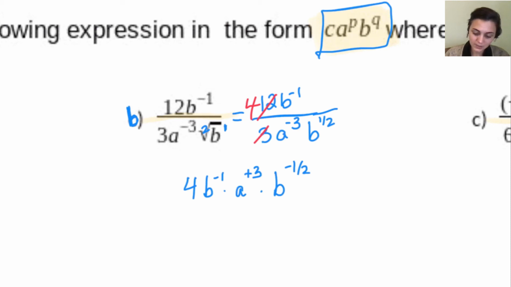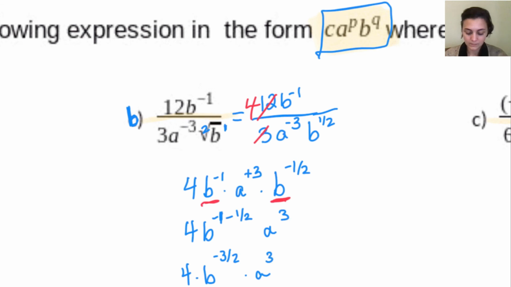So my last step is to combine these like terms. Since they have the same base of b, I can combine them together using the product rule. The product rule says I will add the exponents. So that's -1 plus a -1/2, so that's -1 minus 1/2, and then a to the 3. -1 minus 1/2 is -3/2.